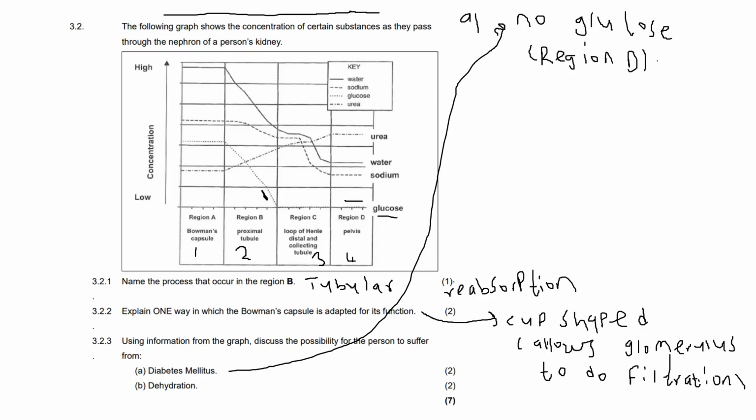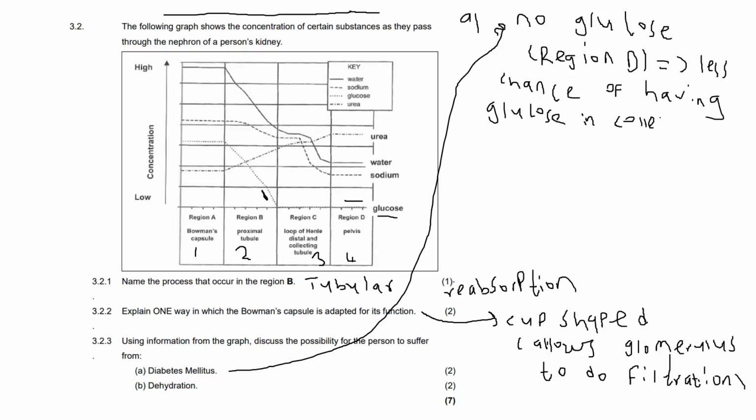Because there's no glucose in region D, there's less chance of us having glucose in the collecting duct. So there's less chance of having glucose in the collecting duct.